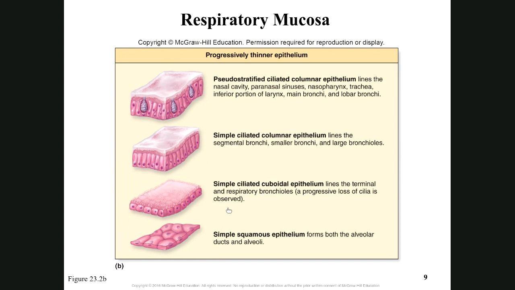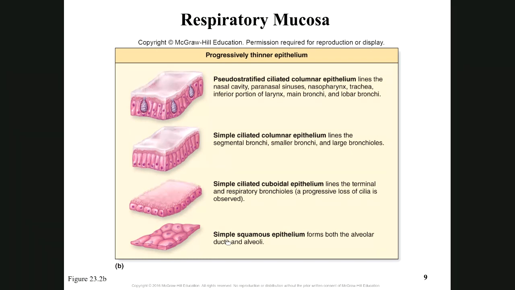After that, we have the other change. The epithelium changes to simple ciliated cuboidal epithelium, which lines the terminal and respiratory bronchioles. As you see here, the epithelium again becomes thinner, and most of our cells lose their cilia. And when we reach the alveolar duct and alveolus, this epithelium becomes very, very thin. It becomes simple squamous, and now it's thin enough to do exchange of oxygen for carbon dioxide.